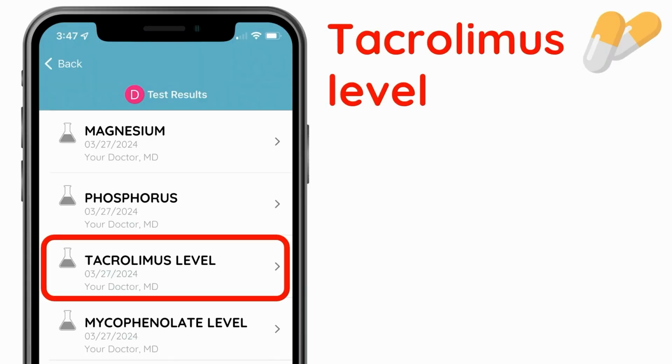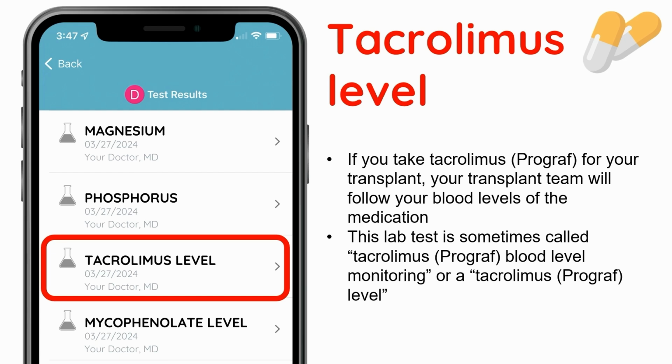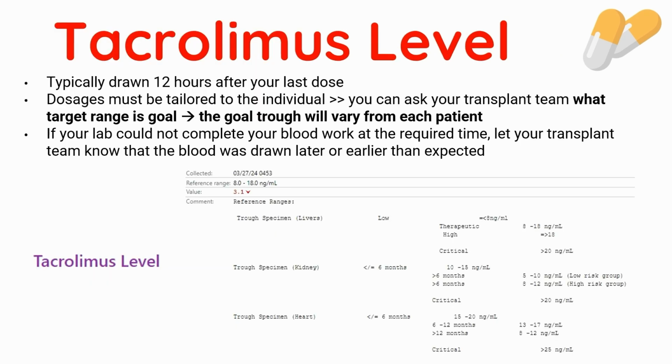And so most patients are going to be on a medication called Tacrolimus, or you may use the other name Prograf. If you take Tacrolimus for your transplant, your team will follow the blood levels of this medication, which may show up in your record as the Tacrolimus or Prograf blood level monitoring or level. Typically, this lab is drawn 12 hours after your last dose of Tacrolimus to get what we call a trough, which is the lowest concentration in the blood. So for many people, this is going to be checking the lab in the morning.